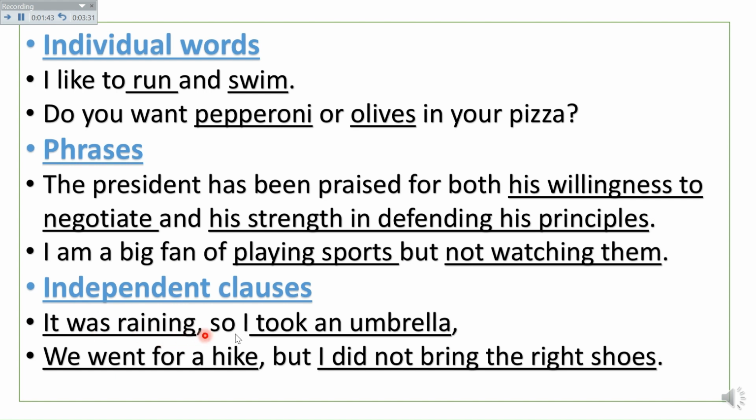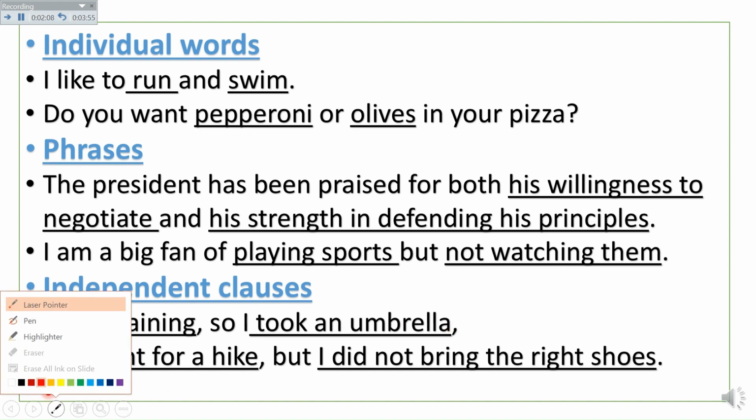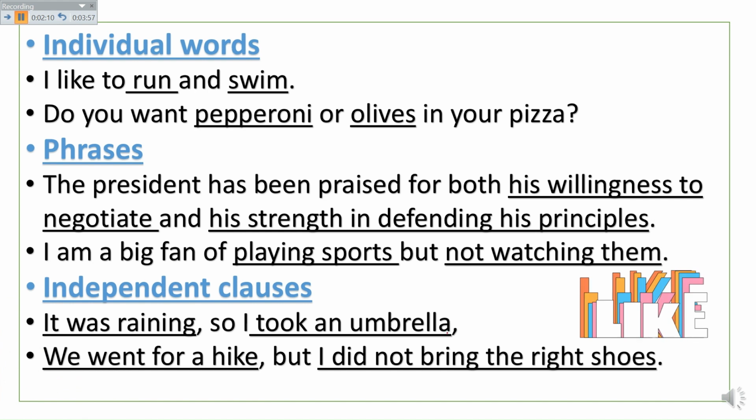It was raining, so I took an umbrella. So you see, it was raining is a clause because it has a subject, it, and was is a verb. So it's a clause. I took an umbrella is also a clause: I is a subject, took is a verb. So is joining them. Since there are two independent clauses, we will use a comma here. Here should be the full stop, guys. Let me put it here. So there should be a comma here.